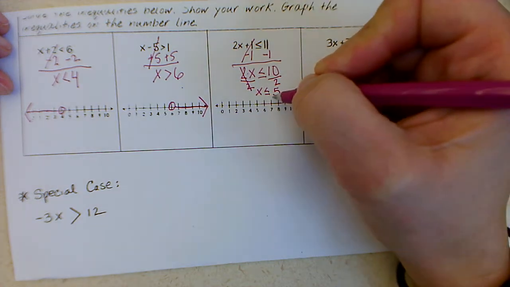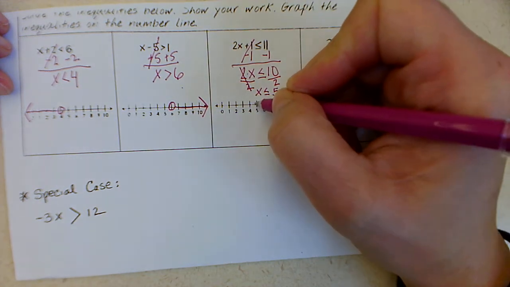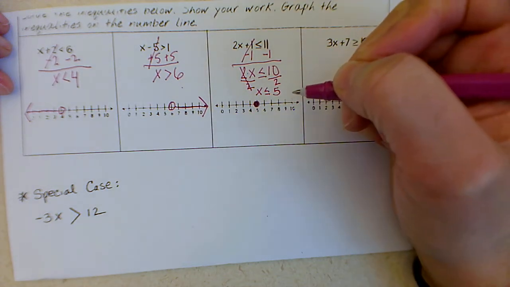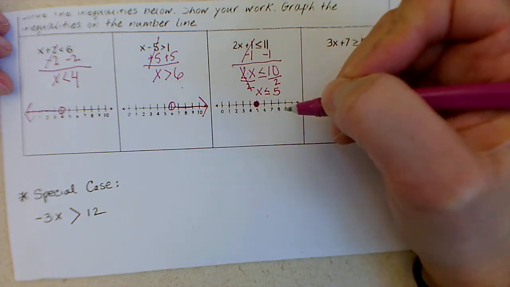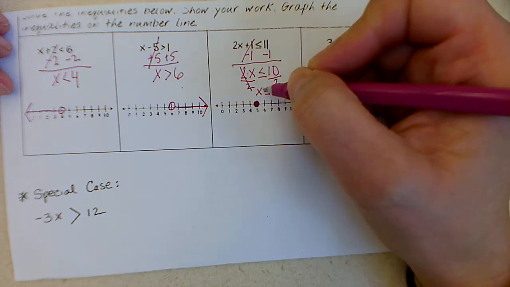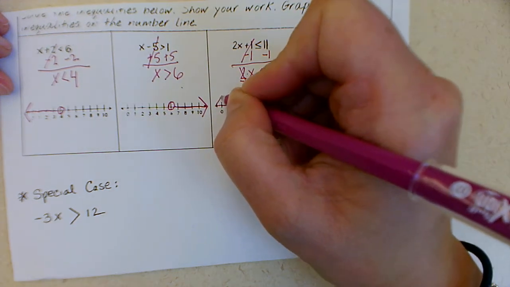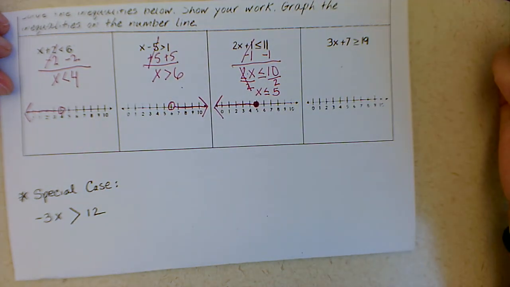Now we have a less than or equal to, which means it can equal the number. So we get to do a closed circle over the number 5. We need all the numbers less than or equal to 5, so we have 5, 4, 3, 2, 1, and so on and so forth down the line.